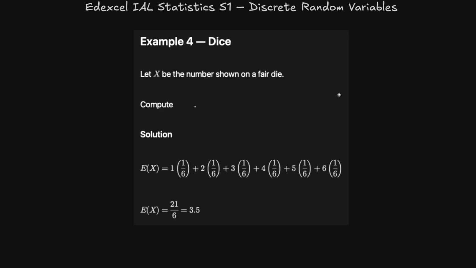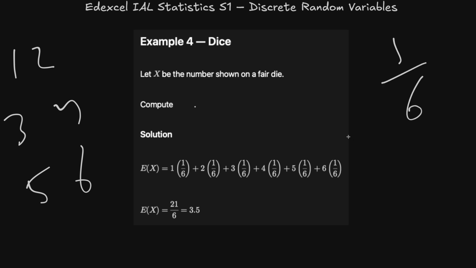Let's take this problem as an example. So let capital X be the number shown on a fair die, meaning that the possible outcomes are 1, 2, 3, 4, 5, and 6, and the probability for each one of these outcomes is 1 over 6. And hence we can find the mean, which is each value multiplied by its probability, added to every value multiplied by its probability.